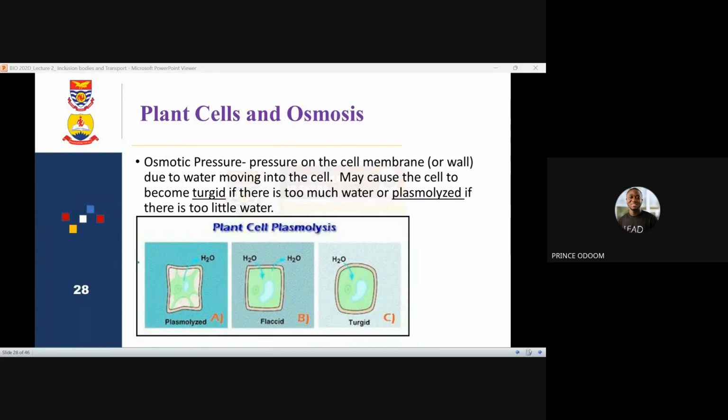So A is when you place the plant cell into a hypertonic solution. B is when you place it into an isotonic solution. And C is when you place it into what? A hypotonic solution.